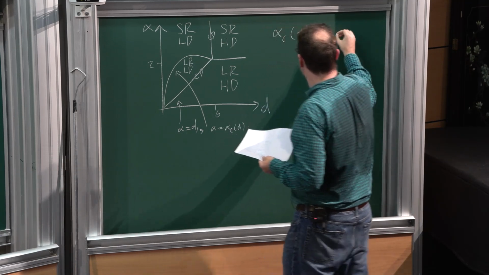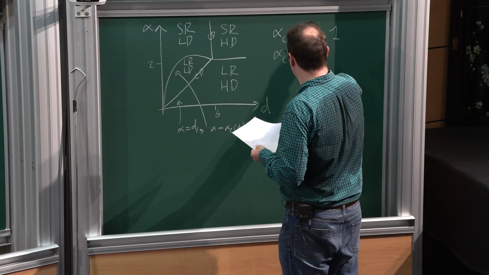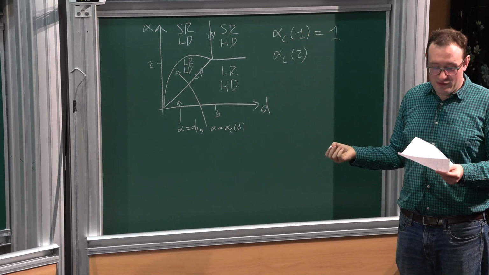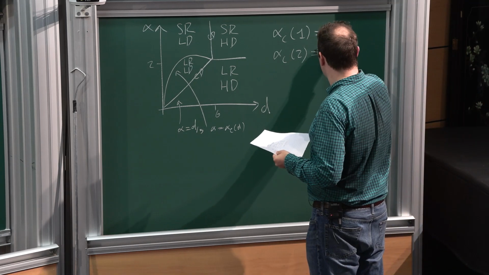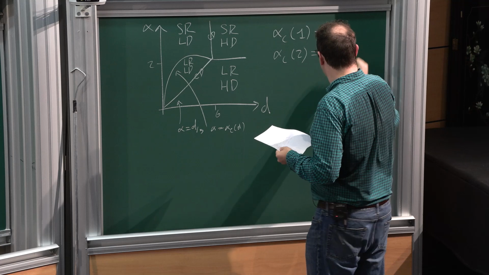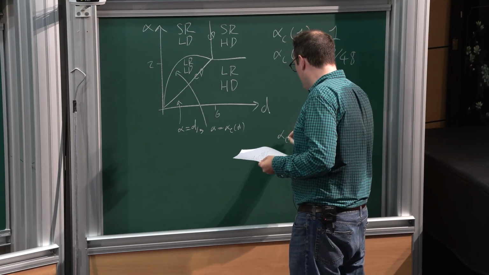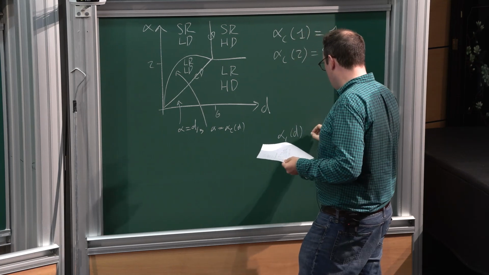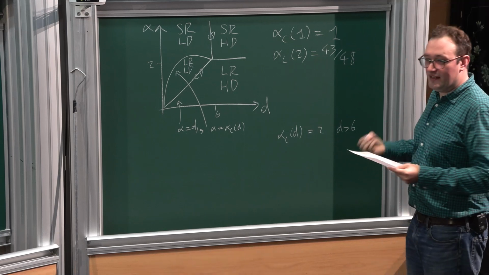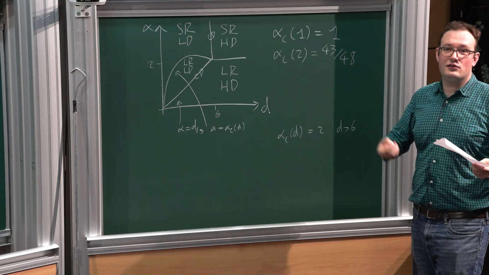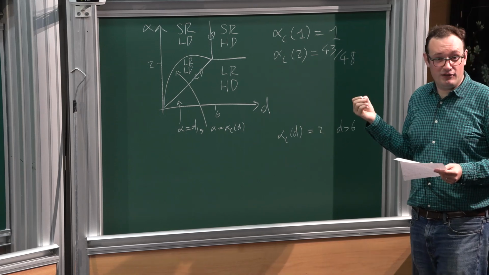But alpha c of 1 will be 1. Alpha c of 2 is 2 minus the nearest neighbor value of eta, which is 5 over 24, so it's 43 over 48. And then alpha c of d is 2 for d larger than 6. For the intermediate dimensions, we only have some non-rigorous epsilon expansion results and also just numerical estimates.